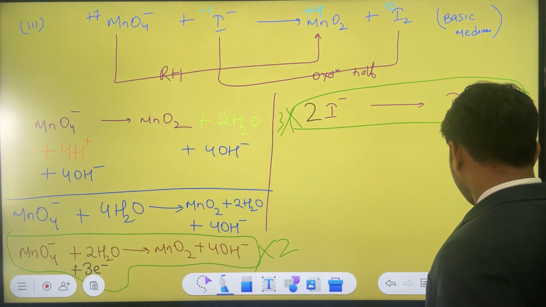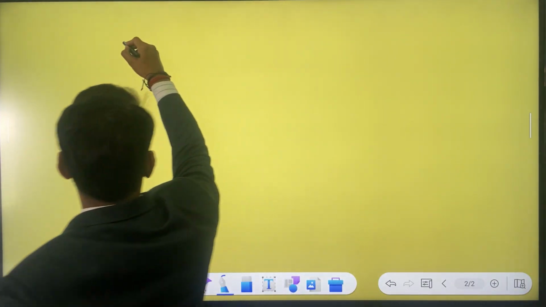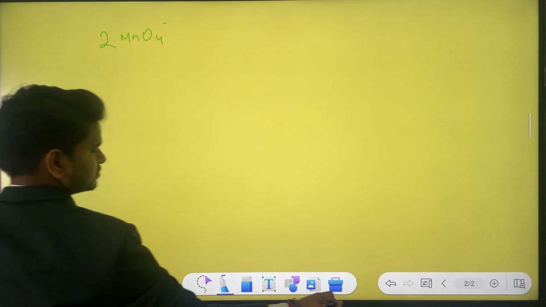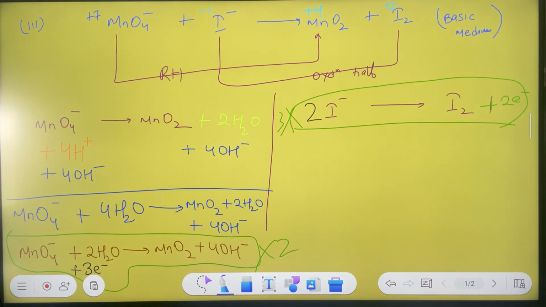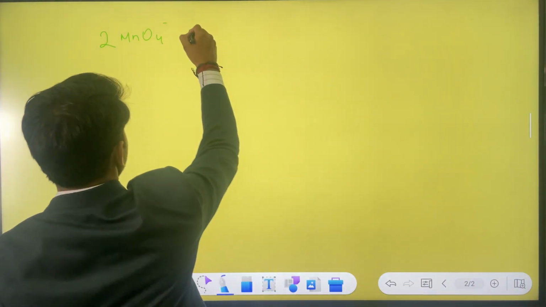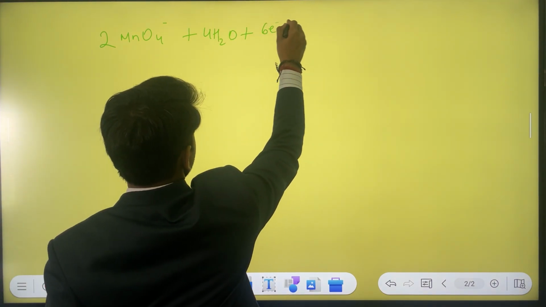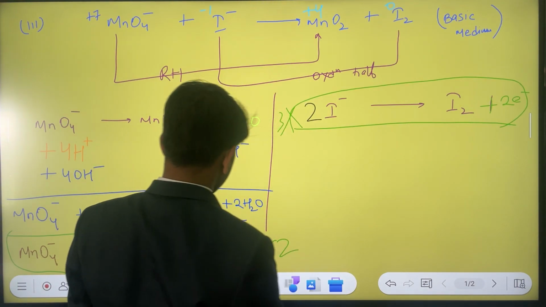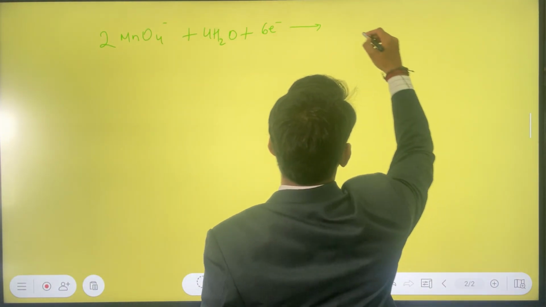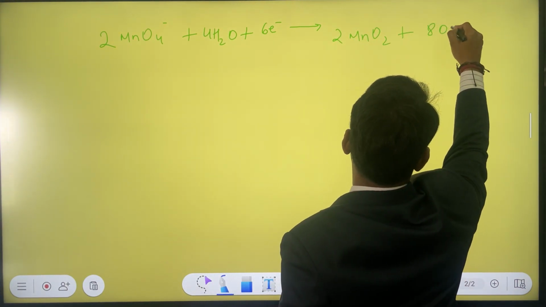Chalo. Let me write the equation once again. Multiplied by 2, you will have 2 MnO4 minus plus 4H2O plus 6 electrons giving you 2 MnO2 plus 8 OH minus.